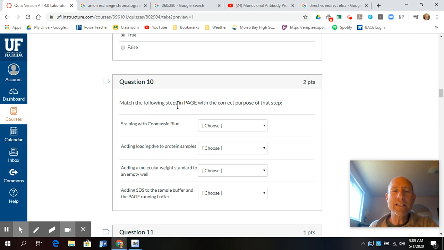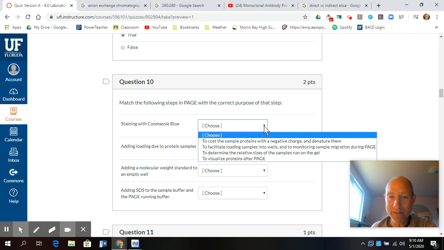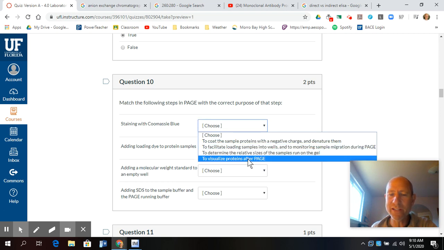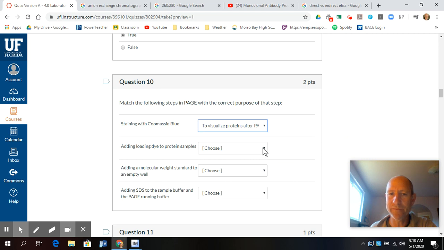Match the following steps in polyacrylamide gel electrophoresis with the correct purpose of that step. So again, this is just protein gels. And once you understand that, I think you can probably suss this out. Okay. Staining with some chemical that's blue. That's so you can see it. That's to visualize the proteins when you're done, actually. What you do is you stain the whole gel, because the proteins are invisible until you stain them. So to visualize the proteins after it's done, that's when you stain the gel.